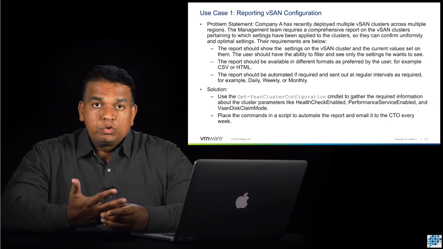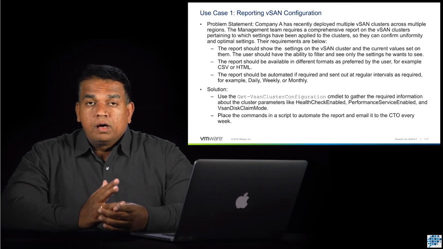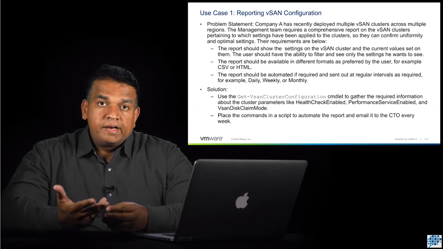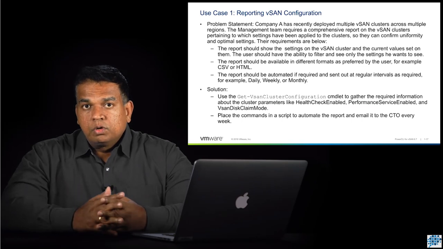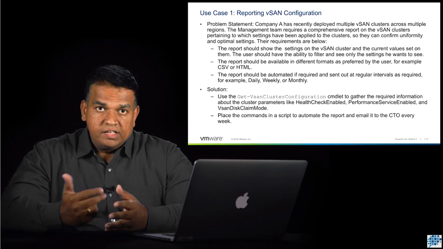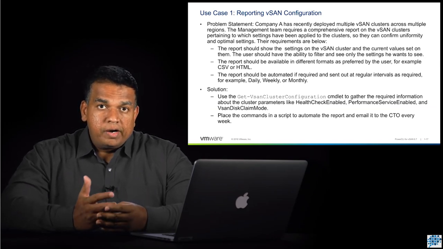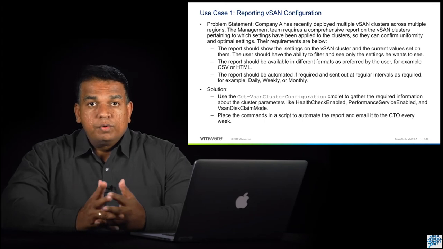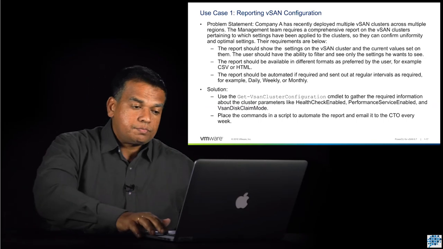And after you have that data with you, it is relatively easy to script it into a PowerCLI script, and generate the output in different formats using commands like Out-HTMLView or Out-CSV. So there are various commandlets available which will produce the reports in the required formats. But it's very important to know how to use the Get-VsanClusterConfiguration commandlet, so that we can pull out all the important information about the vSAN cluster.